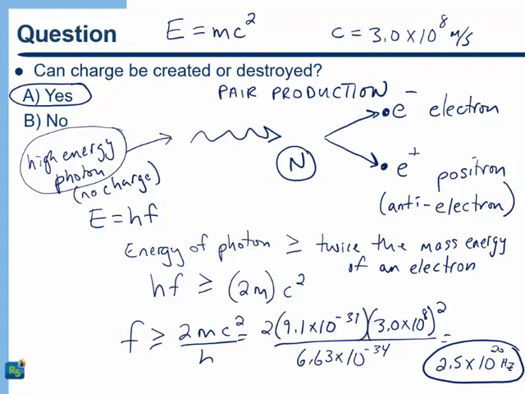So the purpose of me going through this question was really twofold. First, to show you that conservation of charge doesn't mean you can't create or destroy charges, but you have to do it in a way so that the total charge before and the total charge after are the same. And then also just to give you an example of E equals mc squared.